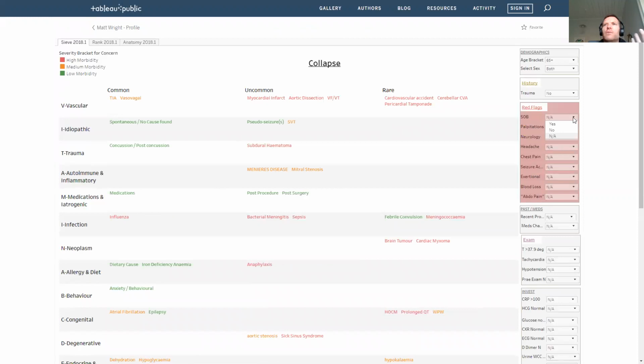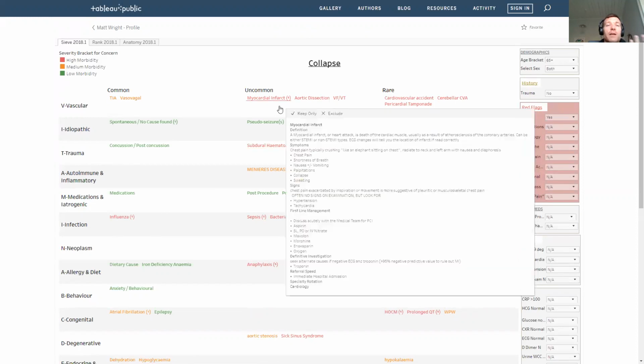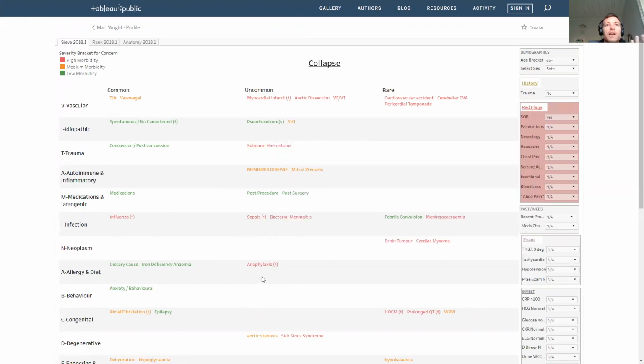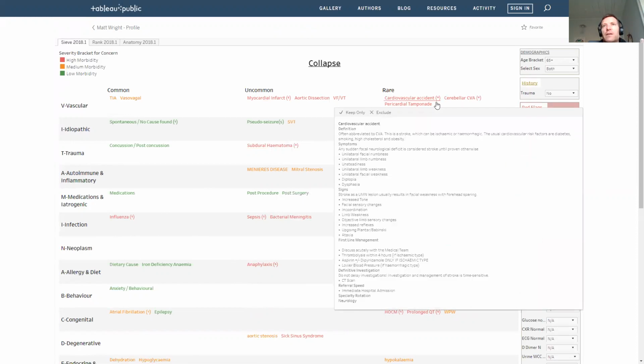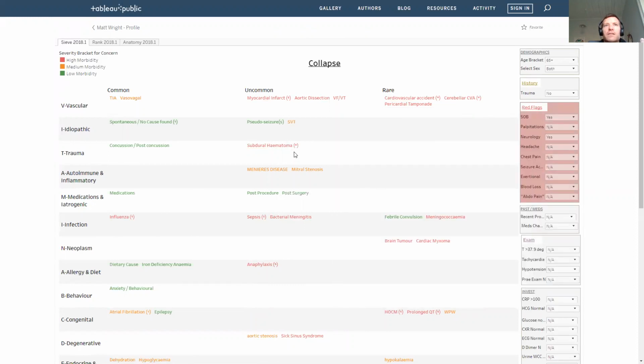If we go back here and say someone's collapsed and has shortness of breath, that's a red flag. Someone who's collapsed with shortness of breath could be having a myocardial infarct, sepsis, anaphylaxis, influenza, or the cardiological diseases we talked about before. If they've got neurology to find, that makes us start to think about cerebrovascular accidents, cerebellar CVAs, subdural hematomas, potentially. So that little subscript next to it only occurs with the red flags, and occasionally the orange diseases, to really get you to start thinking about those.